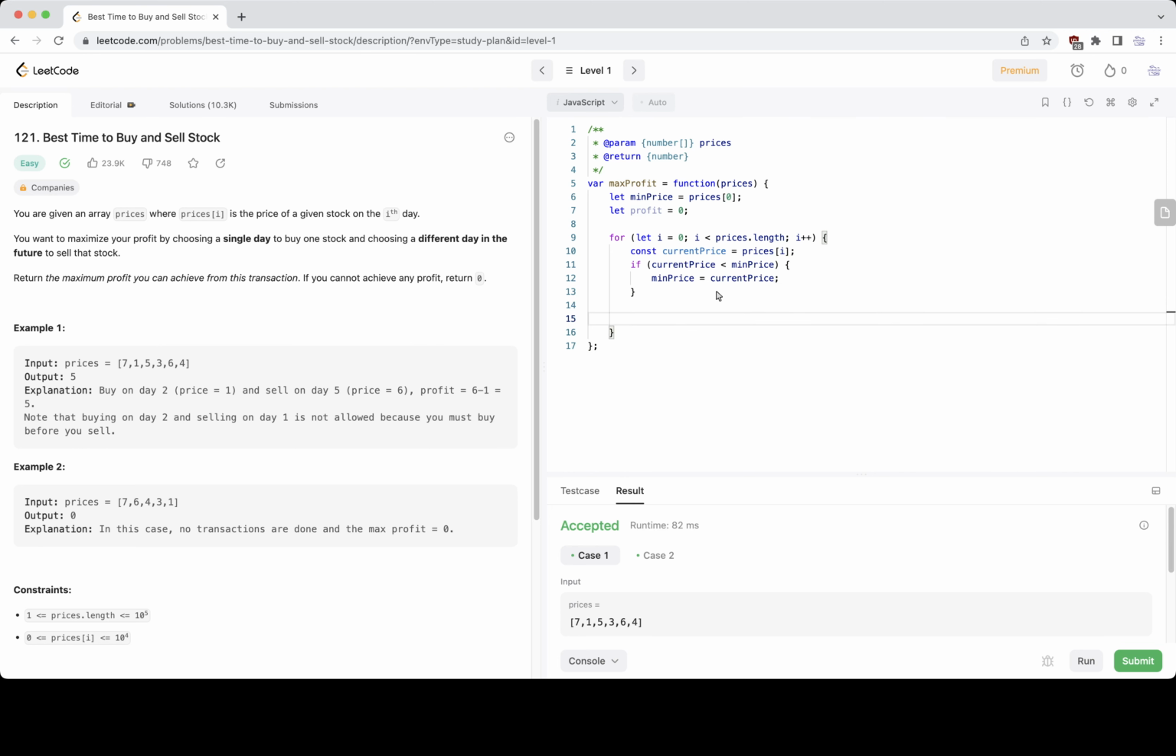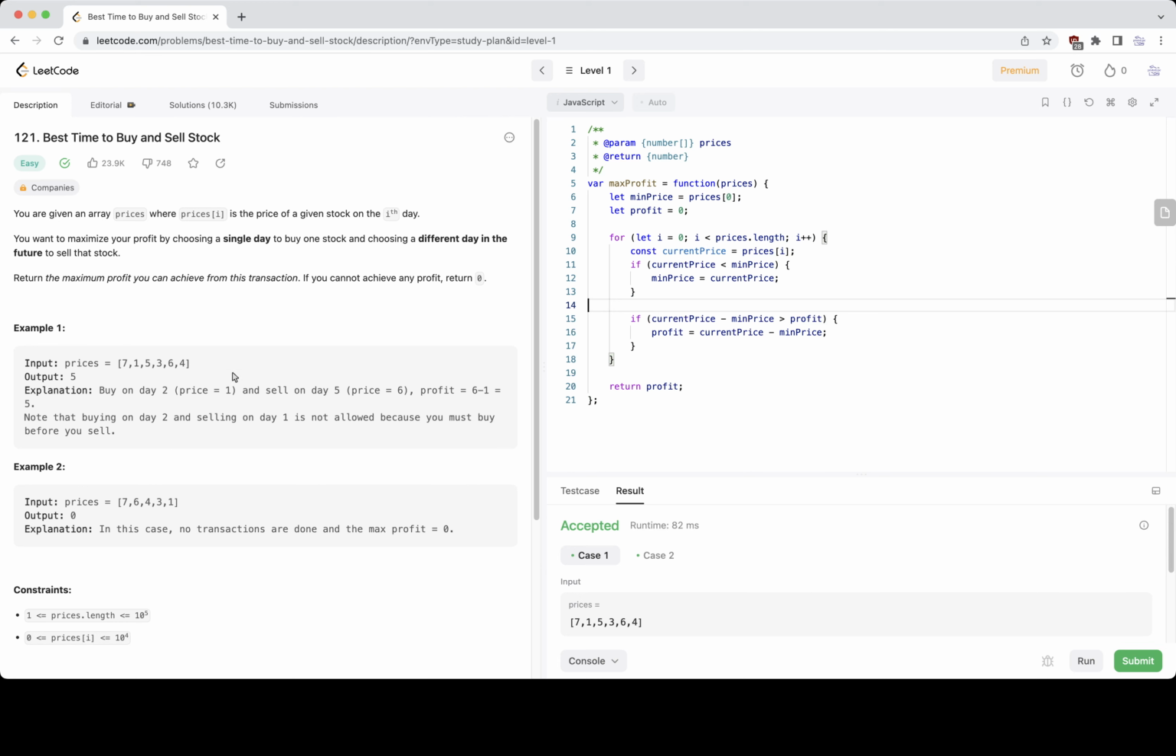All right. And we want to calculate profit. How do we do that? Well, it's going to be the current price minus the minimum price. And if that's greater than the profit that we've already calculated, then set profit to the new profit. So current price minus min price. Okay. At the very end, we'll return profit.